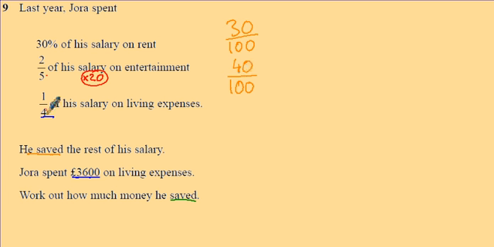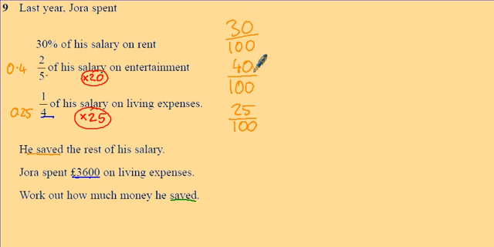Next up is the quarter. A quarter of his salary is spent on living expenses. 1/4 into a fraction out of 100. Well, I know that 4 times by 25 makes 100. 1 times 25 is 25. 4 times 25 is 100. Of course, we should know that 1/4 is the same as 0.25, and 0.25 is, of course, 25% or 25 out of 100. Similarly, we should know that 2/5 is 0.4. 0.4 is the same as 40% or 40 out of 100.